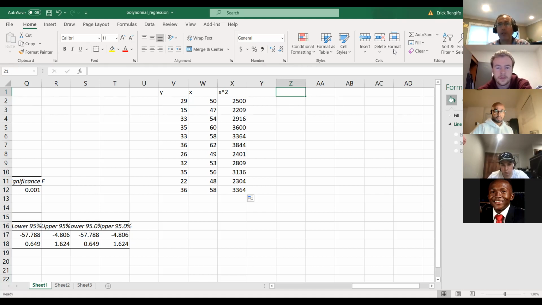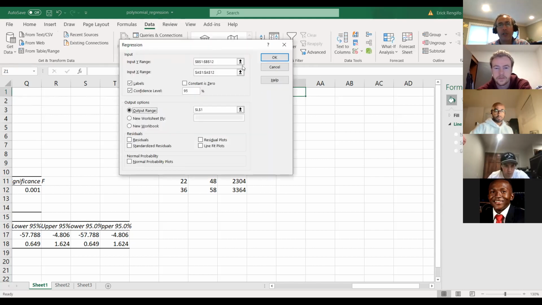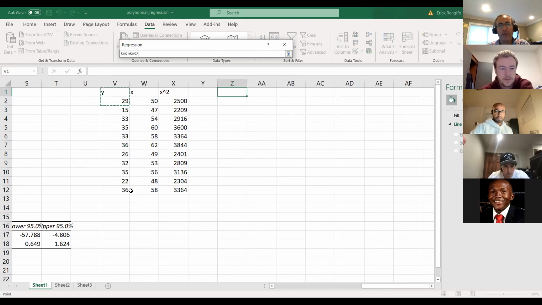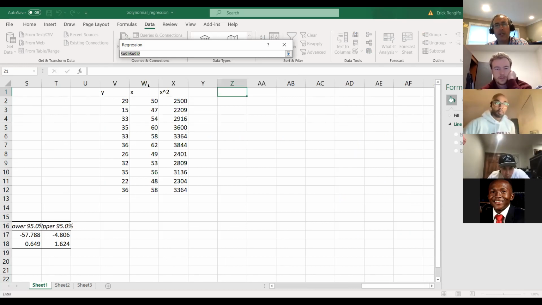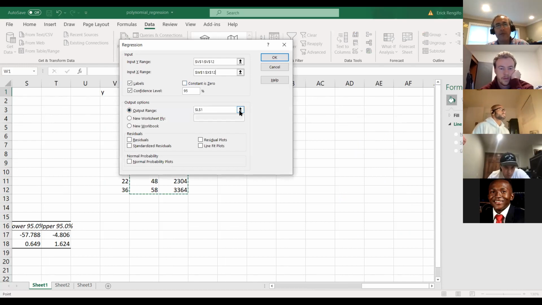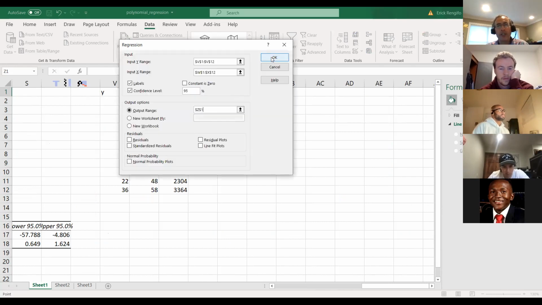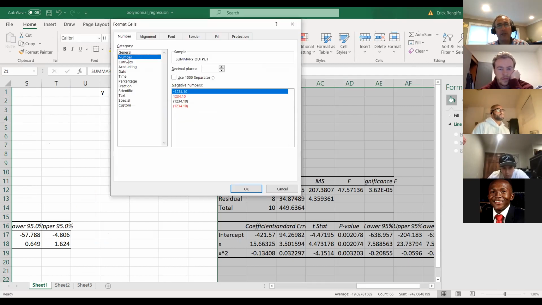Ready? So I will do this very quickly. Again, it's the same procedure. Okay. Data analysis, regression. I just need to change my y and x's in this case. My y is this one here. My x is w and x, the positions. Now I want my output range to be located in C1. And that's all. Okay, I will simply adjust. And that's all.